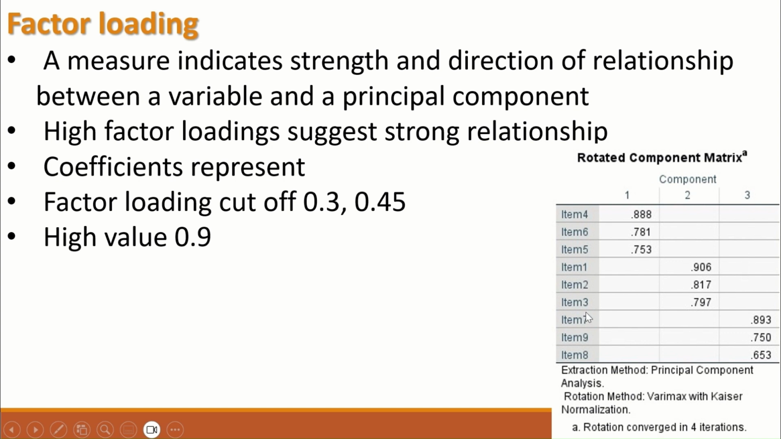For the second component, there are 3 items. Item 1, 2, and 3 load into component 2, and the values for the factor loading are 0.9, 0.8, and 0.79. And finally, the third component has 3 items loaded into it: item 7, 8, and 9, with the first one at 0.89, 0.7, and 0.65. All these 3 items load into principal component 3. So the overall analysis from the PCA has managed to group these 9 items into 3 components.